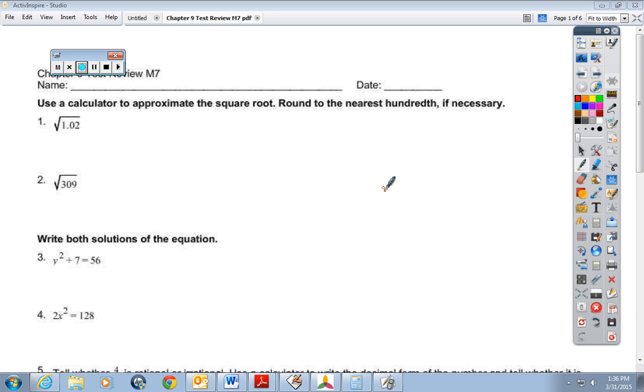Okay, so on number 1 and 2, the directions say to use a calculator. So we're going to use a calculator. Now, I am going to take points off if you don't round to where the directions tell you to round. So this one, the directions tell us to round to the nearest hundredth.